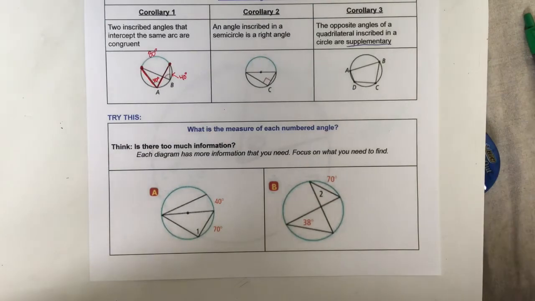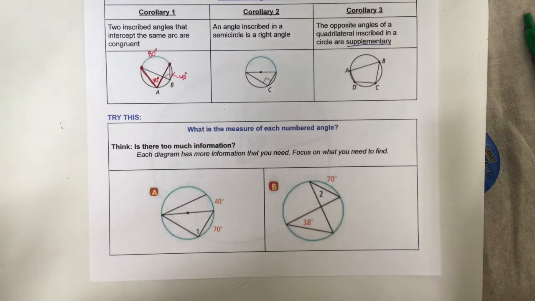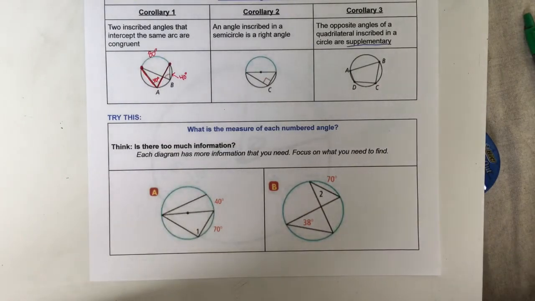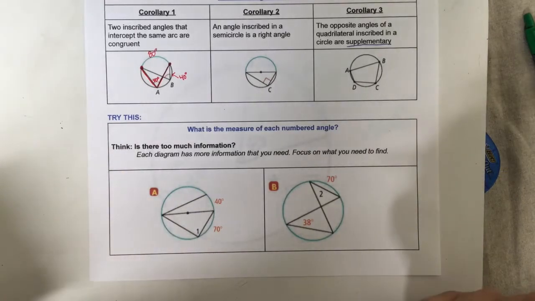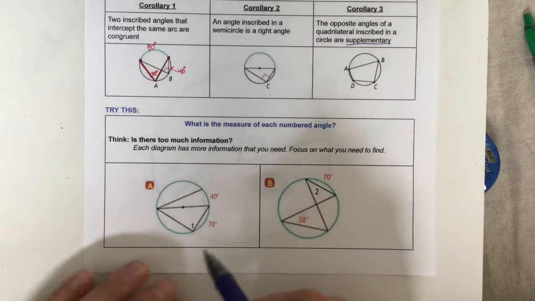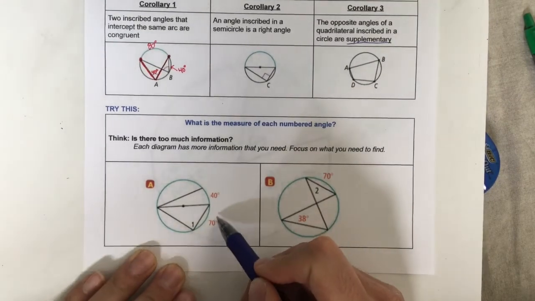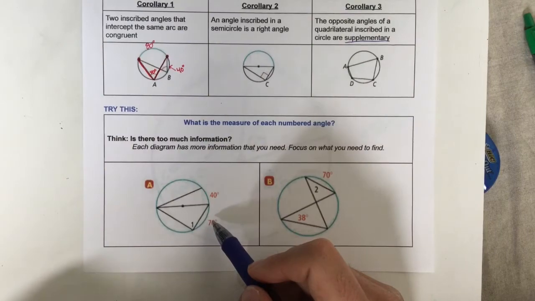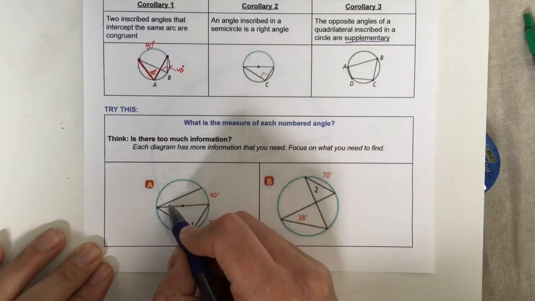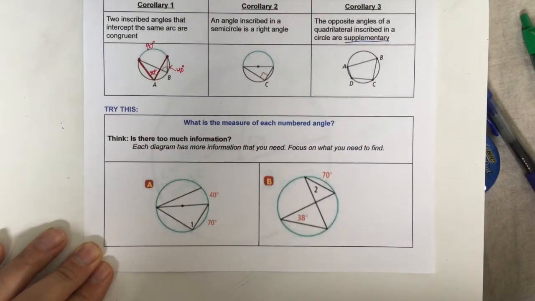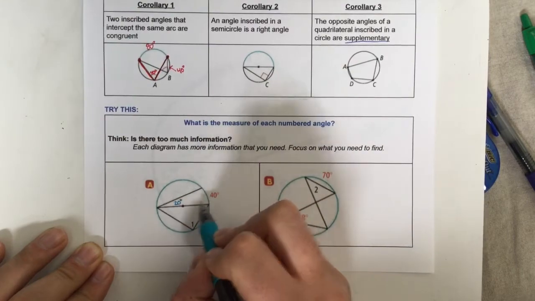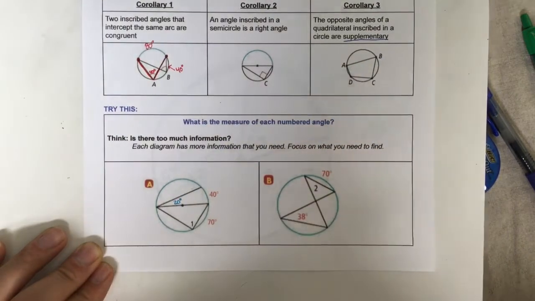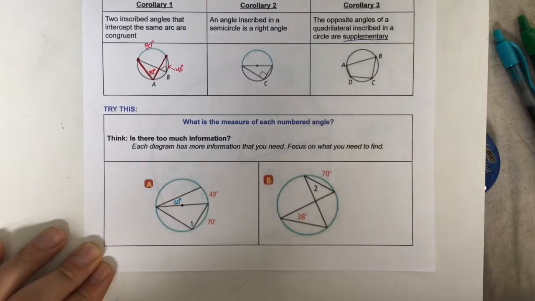Let's try some of these examples. What is the measure of each numbered angle? Now, just be careful. There is some information here to deceive you. Some information in these diagrams is actually not needed. So let's look at A. You may see here that you have 40 degrees and 70 degrees and think you have to use both, and that's not the case. It is true that this angle measure here would be 20 degrees, and I'm just going to write that in there just so you have it. It's half of the arc measure, 40 degrees, this inscribed angle. But that doesn't help us solve the measure of angle 1.